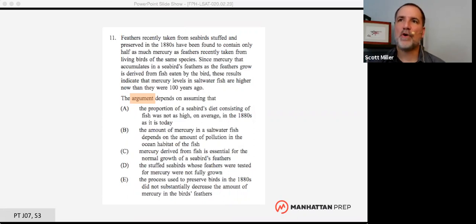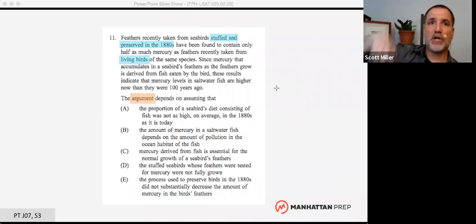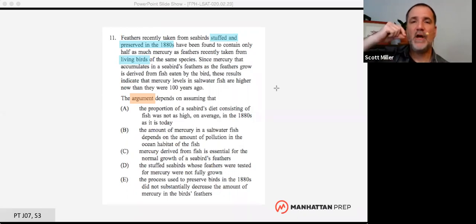So notice that in our premises, we're comparing two different types of birds: stuffed and preserved birds from the 1800s with living birds of the same species. So we know they're the same species. It's not a difference between the species, but there seems to be a difference between birds stuffed and preserved in the 1800s and living birds. So what are some possibilities? Maybe the mercury, other than coming from the fish, breaks down over time, right? Birds from the 1800s, maybe somehow the mercury leaves the birds' bodies once they're stuffed. So the birds from the 1800s had just as much mercury in them from the fish, the same amount of mercury coming from the fish, but the mercury somehow broke down. That would be one possible objection.